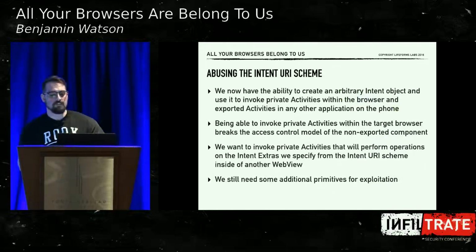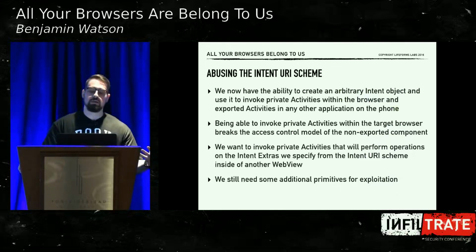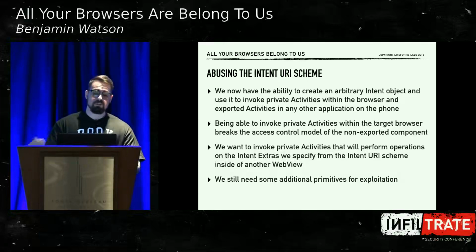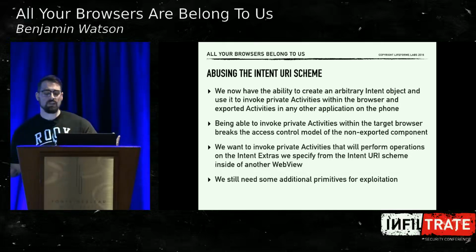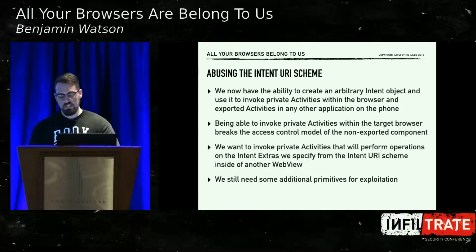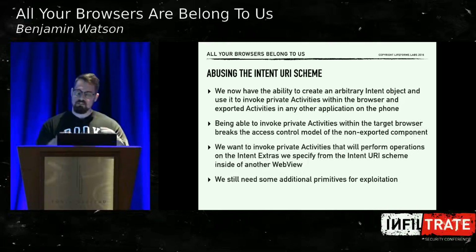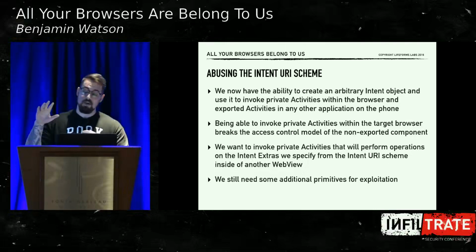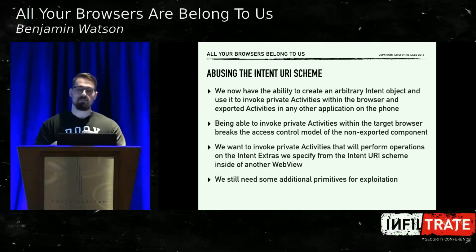All right, so effectively now we have the ability through HTML, when it's loaded into a browser, to create an arbitrary intent object. And what we want to do is invoke private activities within the browser, but we could also invoke exported activities in other applications on the phone. I like to call this an inter-process communication gateway for activities. A private activity is an activity that's been registered on the application that says, only things inside of my app can talk to me. If it's public or exported, other apps on the phone can invoke me.